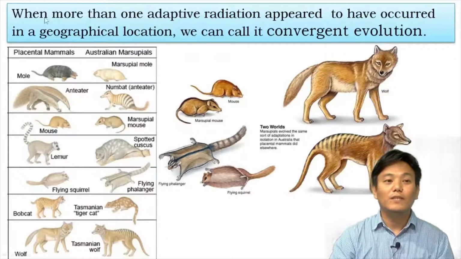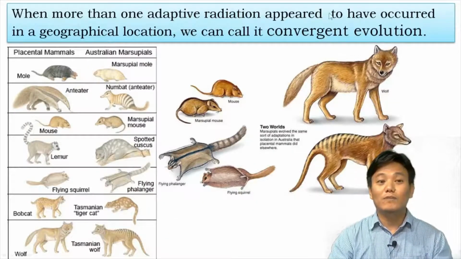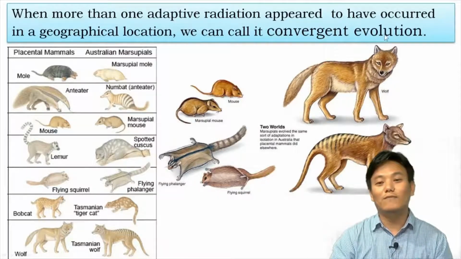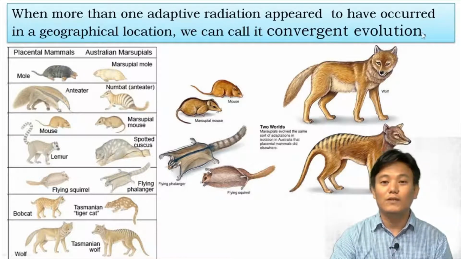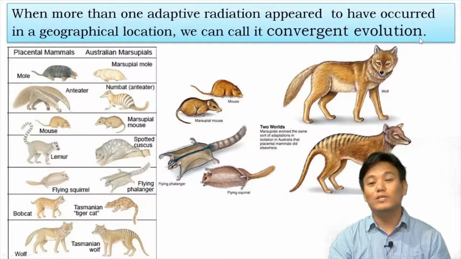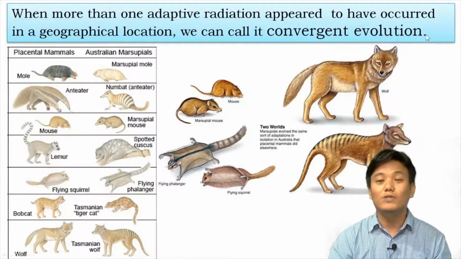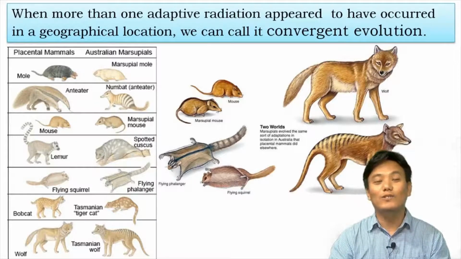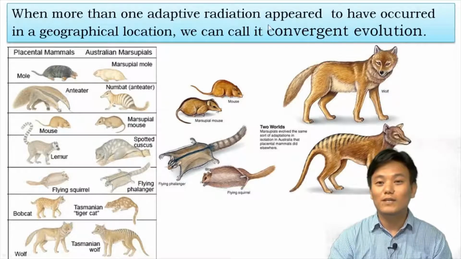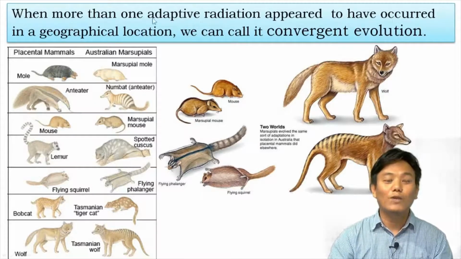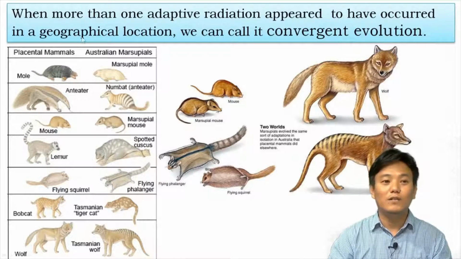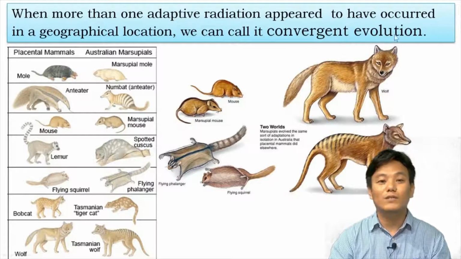And when more than one adaptive radiation appears to have occurred in a geographical location, we call it convergent evolution. Now this word has come again, right? Last time when we discussed homology, I told you that homology is due to divergent evolution and analogy is due to convergent evolution. So over here this has come again. When more than one adaptive radiation appears to have occurred in a geographical location, we call it convergent evolution.